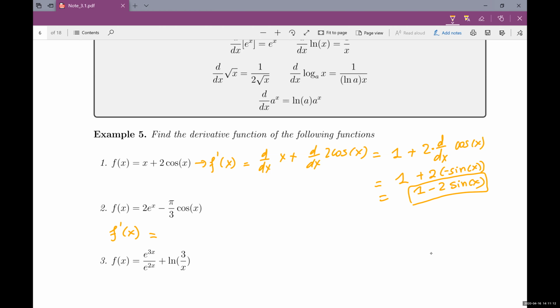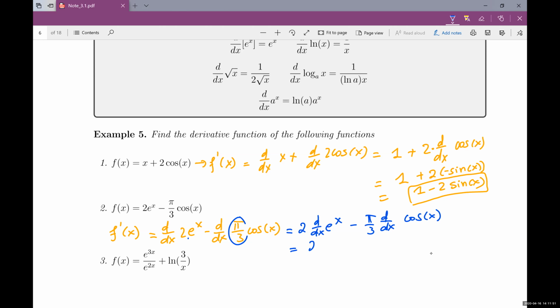So again, you're going to use the derivative of 2 e to the x minus the derivative of pi over 3 cosine of x. You're using the difference rule here. And then you're going to use the constant multiple rule. You move the 2 out, and the derivative of e to the x is just e to the x, right? And pi over 3 is just a constant. Move it out. And the derivative of cosine of x.